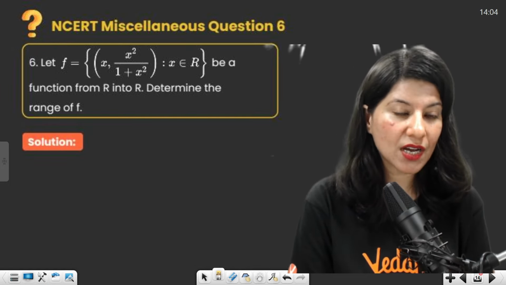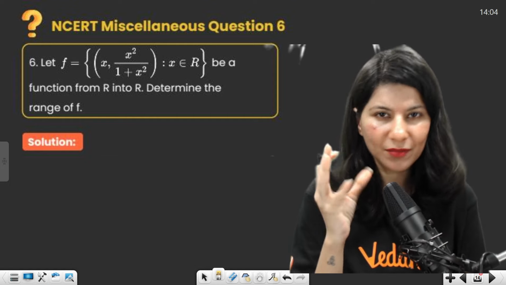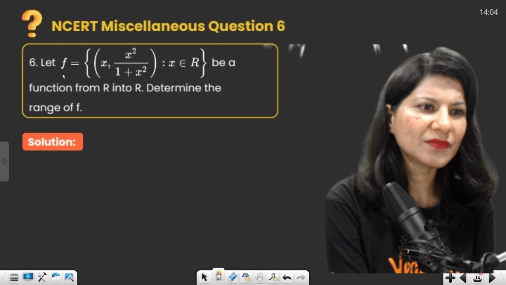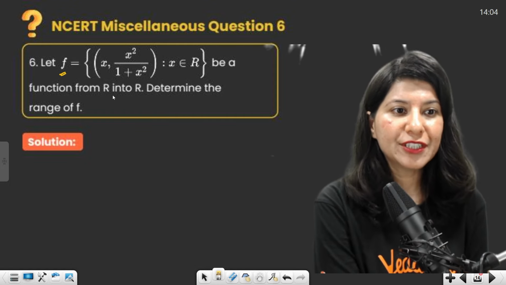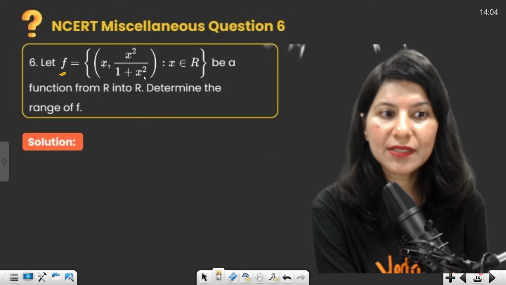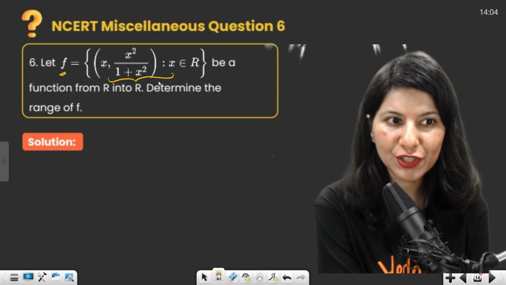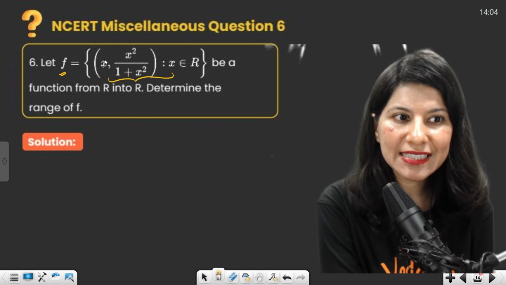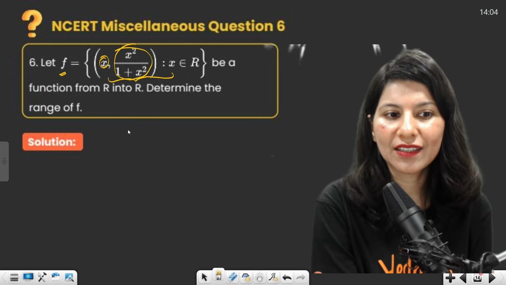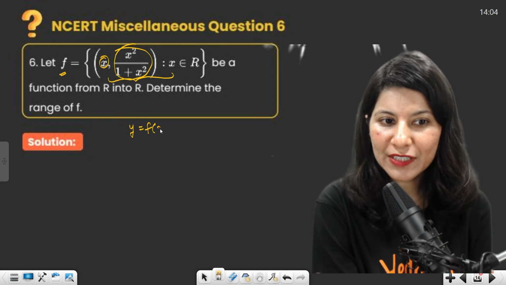And now we are having another question which looks a little bit bigger, but it is not that difficult. There is a function which is x comma x square plus 1 plus x square. So how are they writing the function? Basically what they are saying is this is your x and this is your y. So y is equals to f of x, you write now.